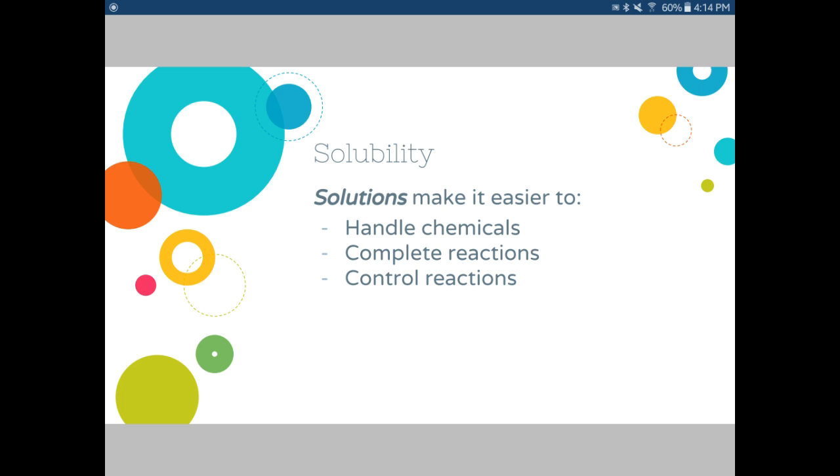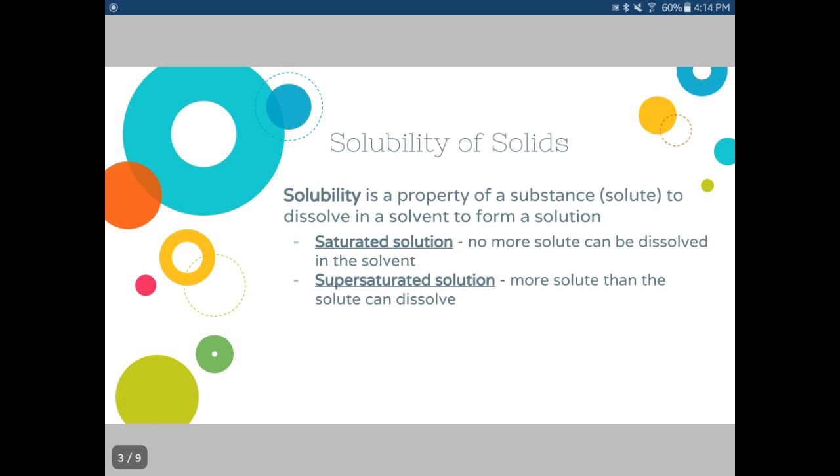So solubility is essentially the property of a substance or a solute to dissolve in a solvent to form a solution. So essentially it's to what extent a certain entity will dissolve in a solvent. So we can have either a saturated solution where no more solute can be dissolved into a solvent, and we can have a supersaturated solution where more solute is dissolved in a solution than the solute can normally dissolve.